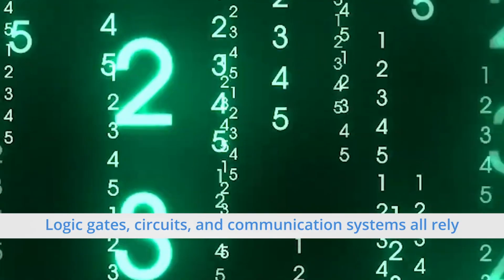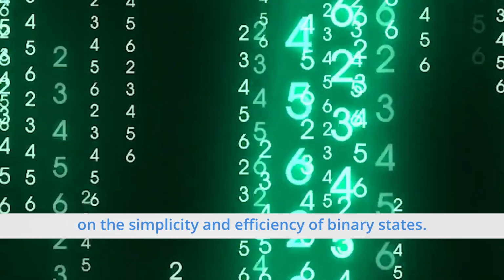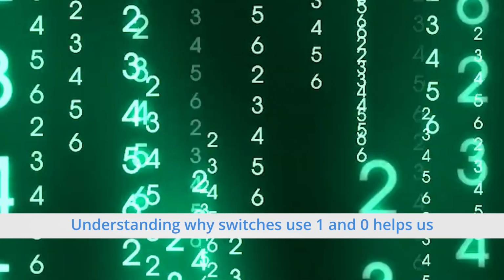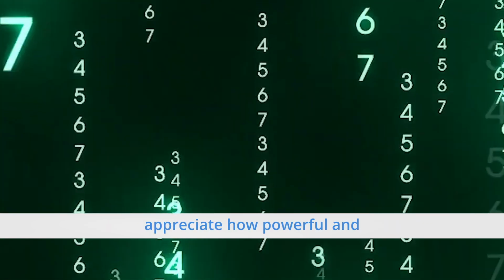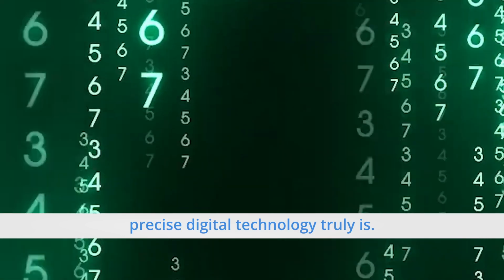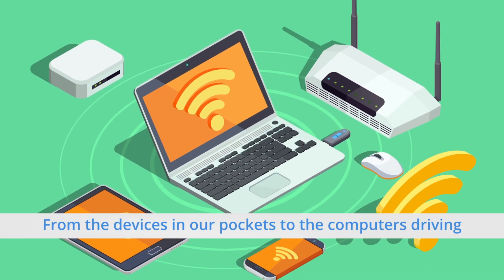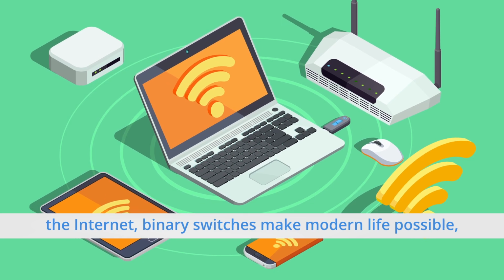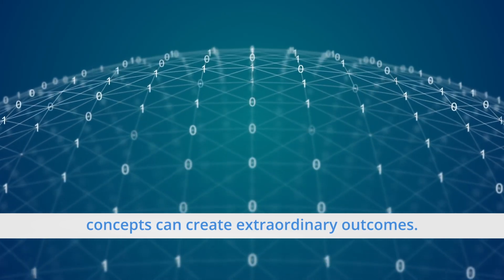Logic gates, circuits, and communication systems all rely on the simplicity and efficiency of binary states. Understanding why switches use 1 and 0 helps us appreciate how powerful and precise digital technology truly is. From the devices in our pockets to the computers driving the internet, binary switches make modern life possible, proving that even the simplest concepts can create extraordinary outcomes.